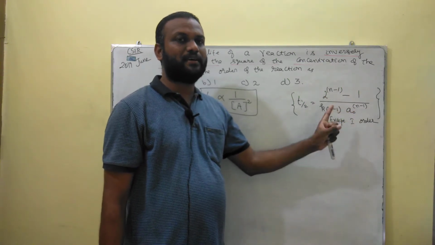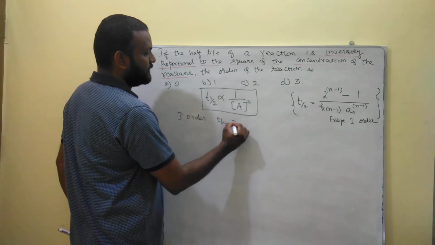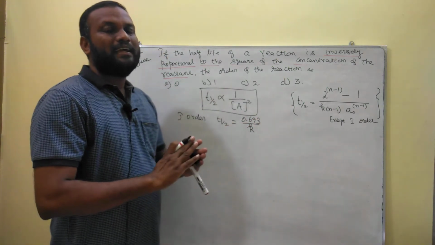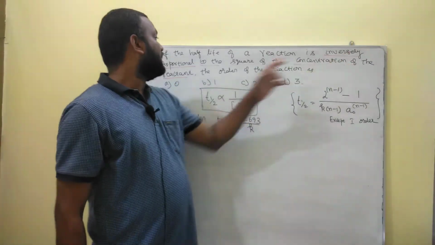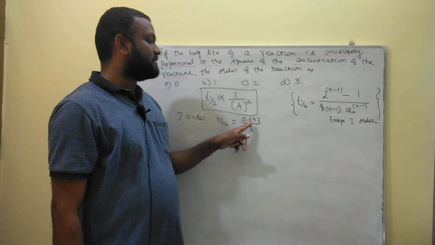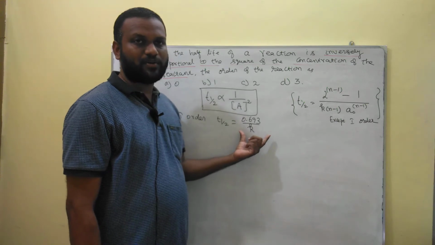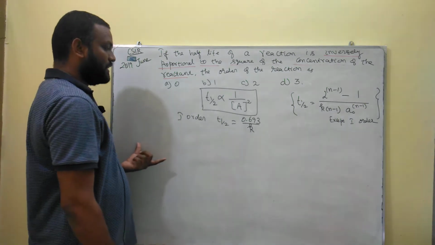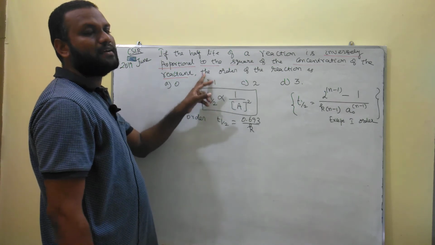This is except for first order, because for first order reaction, T half is 0.693 divided by K. Here the T half is independent of initial concentration, but here the question says it is inversely proportional to the square of the concentration. For first order it is independent of initial concentration, so the initial concentration term is not present in the T half of a first order reaction. So the given expression is not a first order, and we omit the first order.